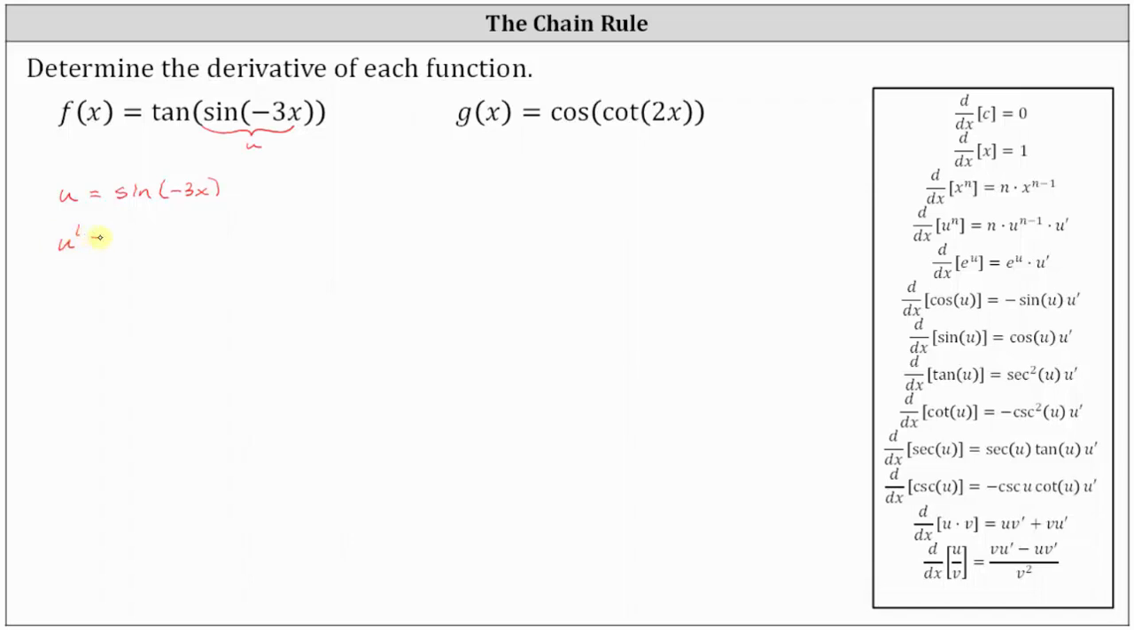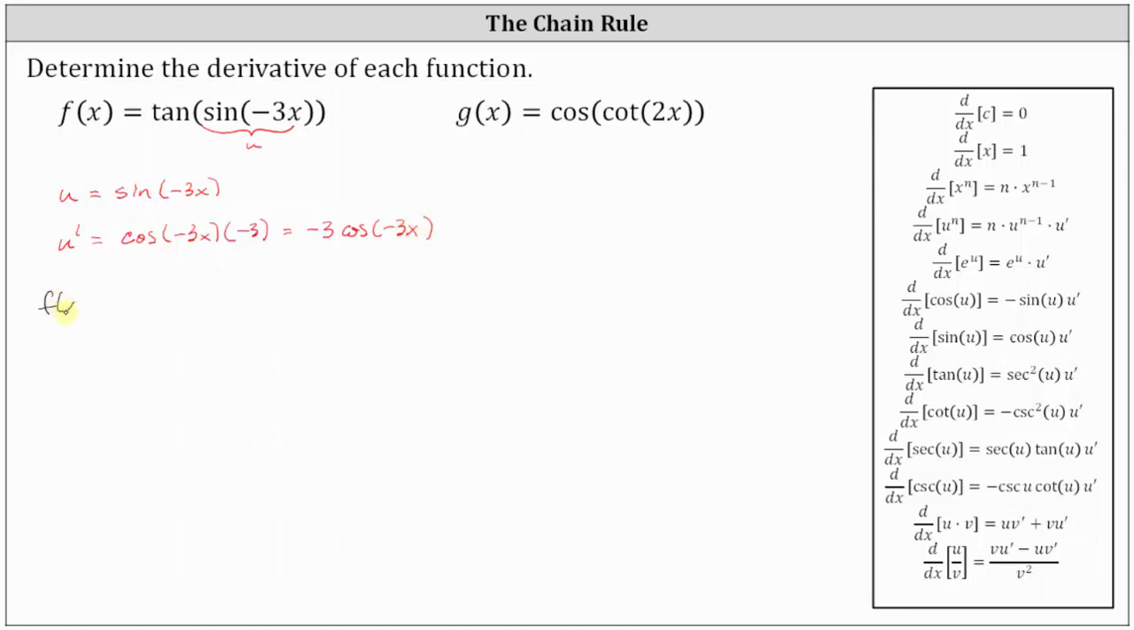U prime is equal to the derivative of sine of negative 3x, and again we have to apply the chain rule, where the derivative of sine u with respect to x is equal to cosine u times u prime. Notice in our case now the inner function is negative 3x. The derivative of sine negative 3x with respect to x is equal to cosine of negative 3x times the derivative of negative 3x, which is negative 3. U prime is equal to negative 3 cosine negative 3x.